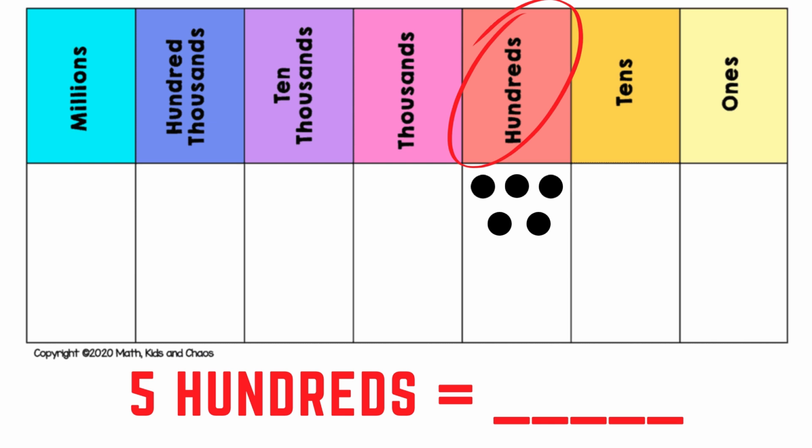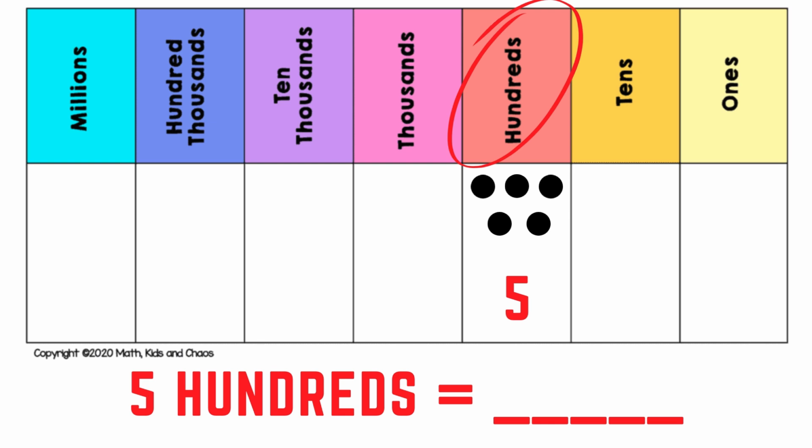Now, how many hundreds do we have? There are 5 hundreds. Notice that we have represented 5 hundreds with 5 discs, and we have to put them directly on the right column, which is the hundreds place. It's very important for us to locate clearly where to put our discs in our place value chart.